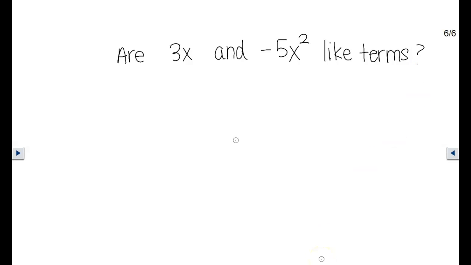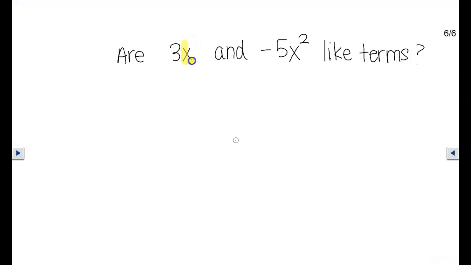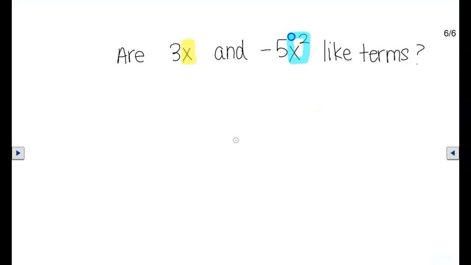Are 3x and negative 5x squared like terms? What I would need to do is look at the last names to make that decision. So for 3x, I have a coefficient of 3, and I have a last name of x. For negative 5x squared, I have a coefficient of negative 5, and I have a last name of x squared.